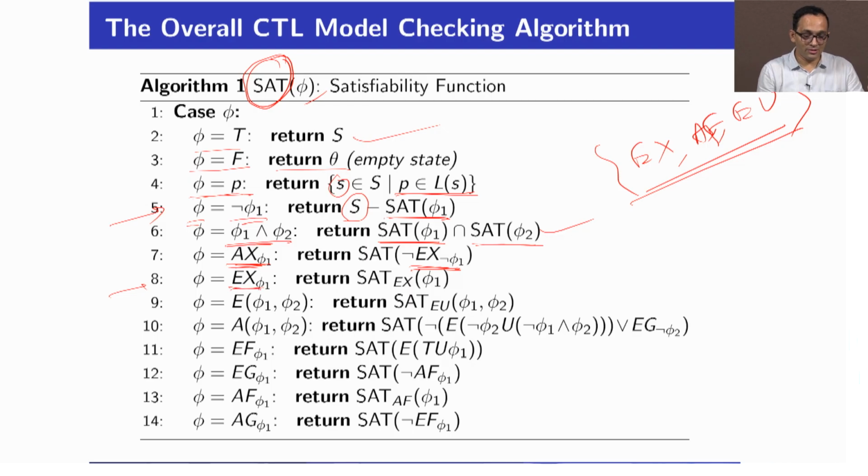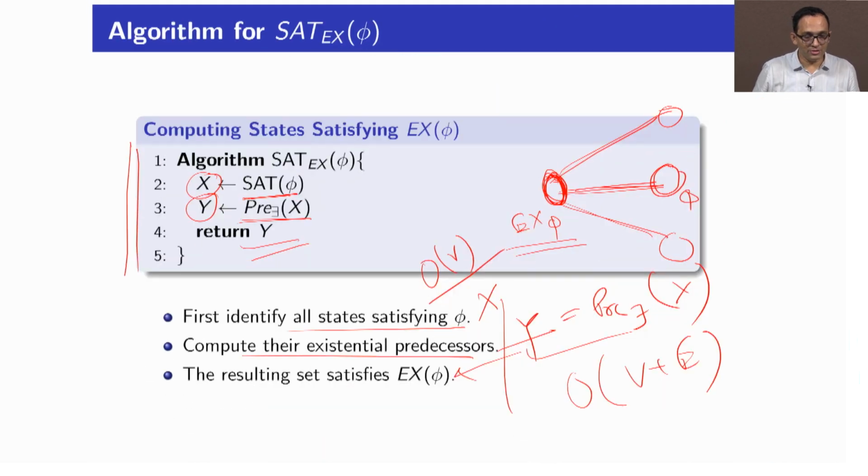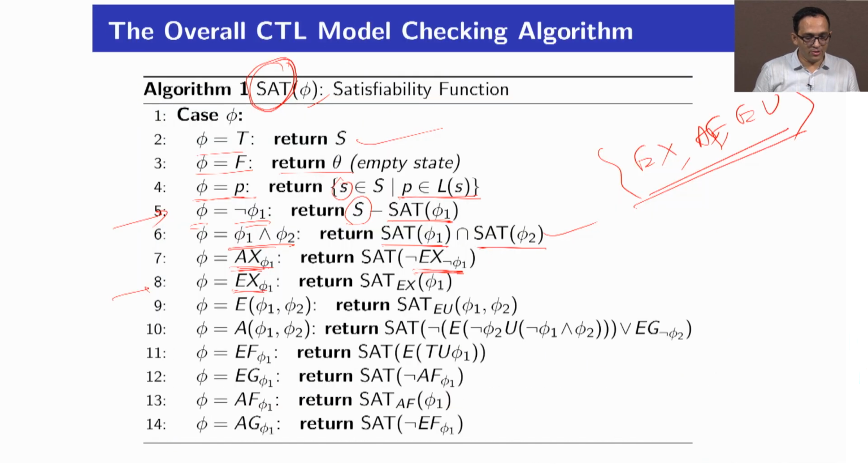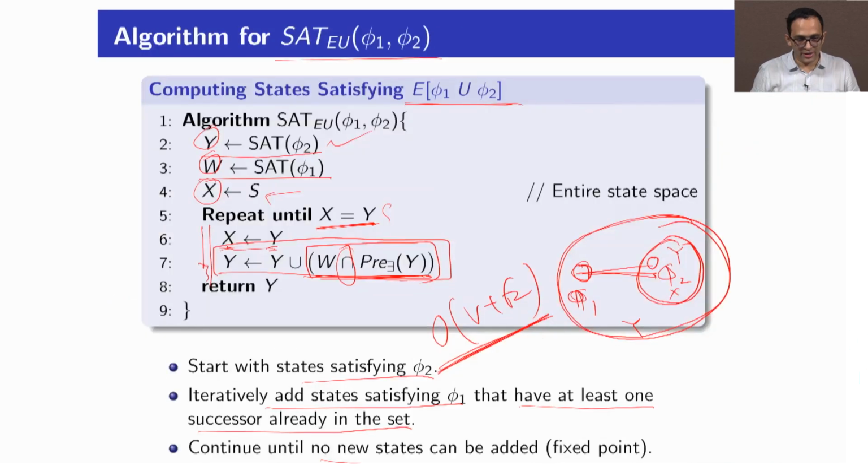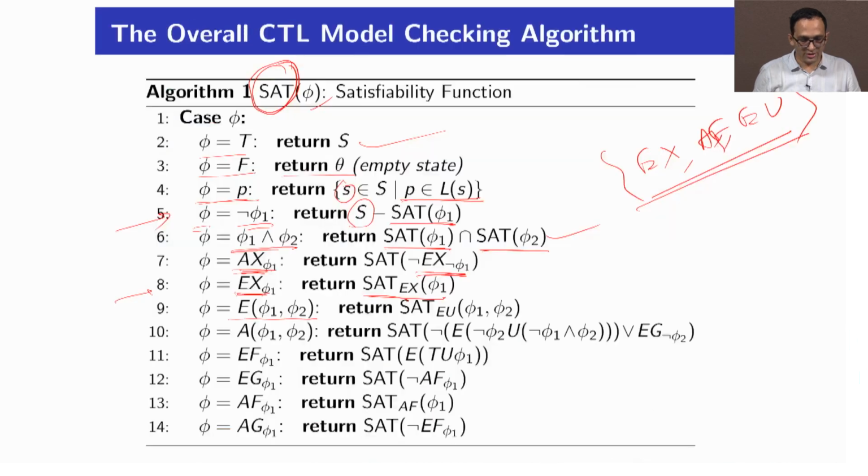Ex phi we already have the algorithm, so this is the algorithm for Ex phi. Whenever I get a formula Ex phi 1, I will just call that function, not sat, it is sat Ex, the algorithm is already defined. If it is E phi 1 until phi 2, I already have the algorithm, so I will call this algorithm effectively. So, I will call sat EU phi 1 phi 2.